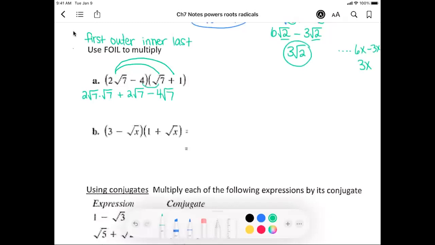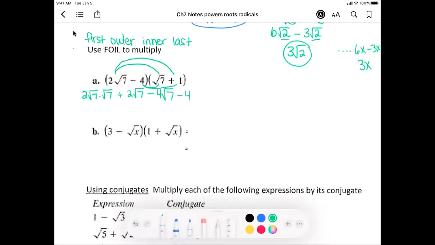And then last would be the negative 4 and the 1. Negative 4 times 1 is negative 4, so I would just put minus 4 at the end. So I have 4 different terms here. And now it's time for me to multiply and simplify.